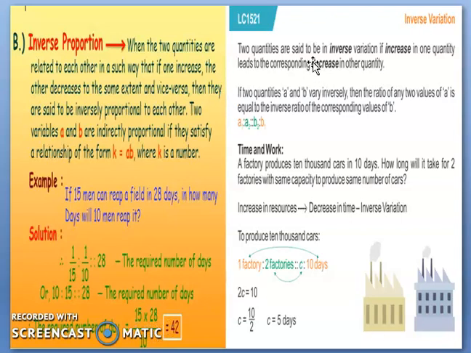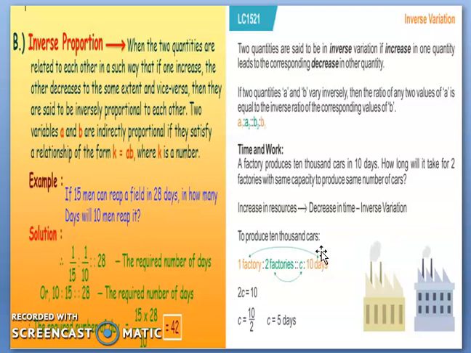Next we will see another example of inverse variation. Two quantities are said to be in inverse variation if an increase in one quantity leads to a corresponding decrease in the other quantity. If two quantities A and B vary inversely, then the ratio of any two values of A is equal to the inverse ratio of the corresponding values of B. A factory produces 10,000 cars in 10 days. How long will it take for two factories with the same capacity to produce the same number of cars? An increase in resources means a decrease in time, so it will be inverse variation.